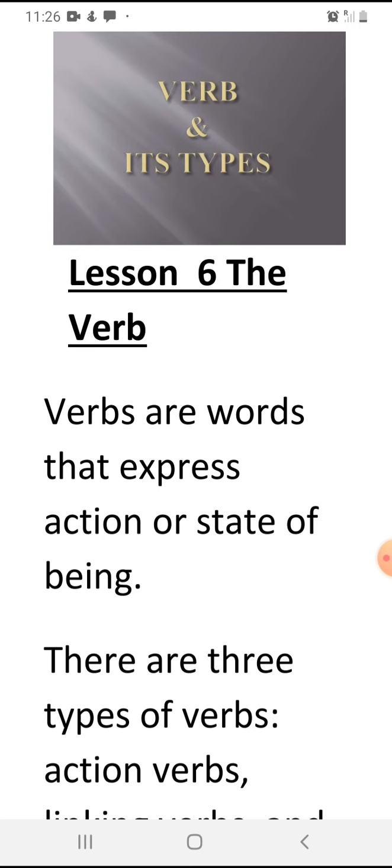Verb is the important part of the sentence. It is called the heart of the sentence. Without the verb, the sentence is incomplete. Verb is the part of the predicate.